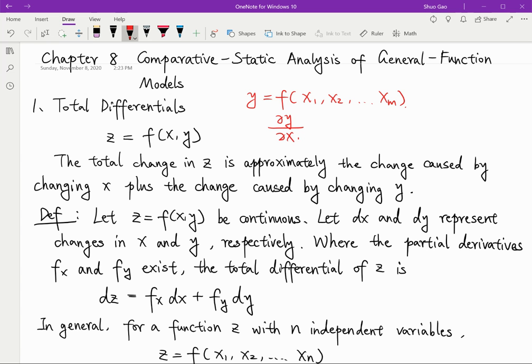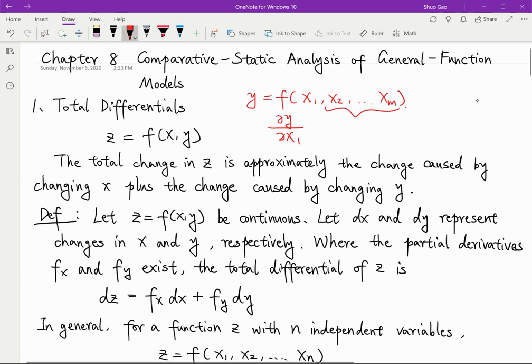We just focus on the change of y given the change of x1, and we assume that all the other variables stay the same. So all the other variables stay the same, and what's the change of y because of the change of x? This is called partial differentials. But here in Chapter 8, we'll focus on a new term called total differentials.